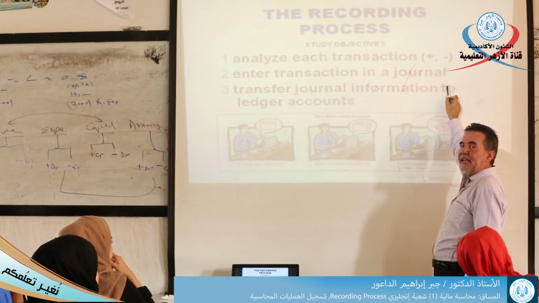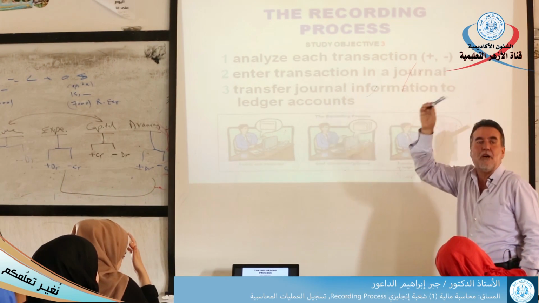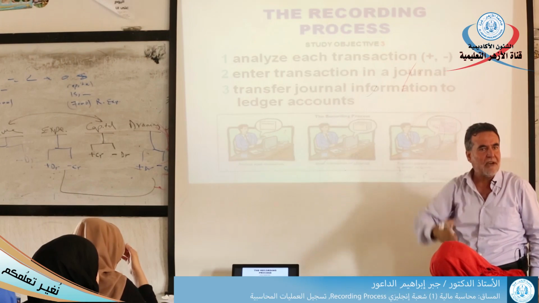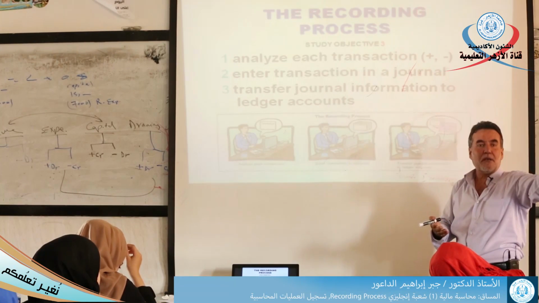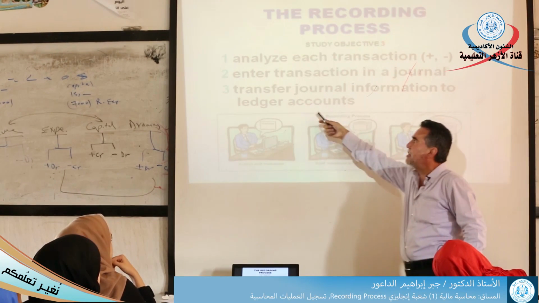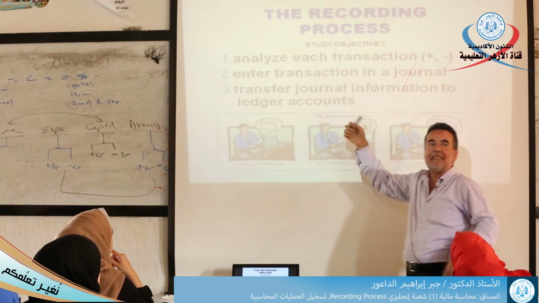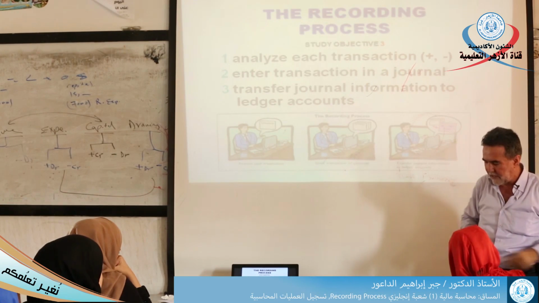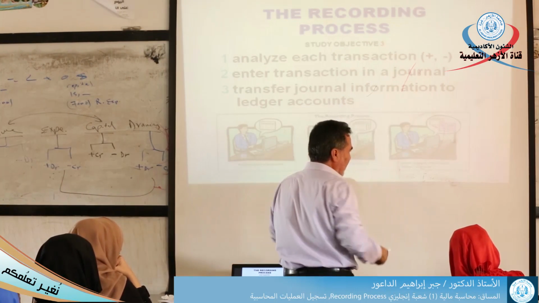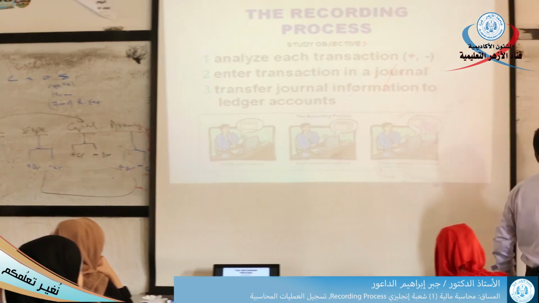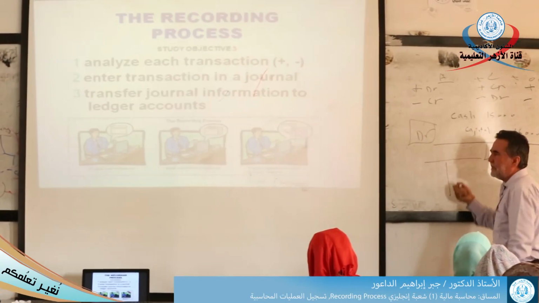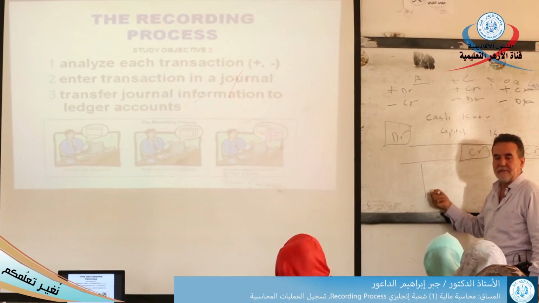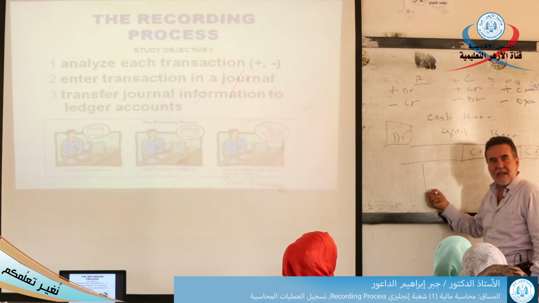A journal means the journal book. Another book is called the ledger account, like the T account. It's called the ledger account.